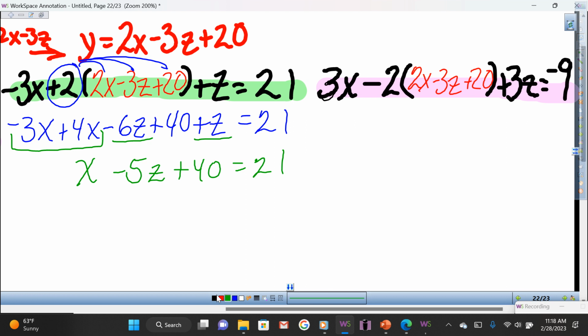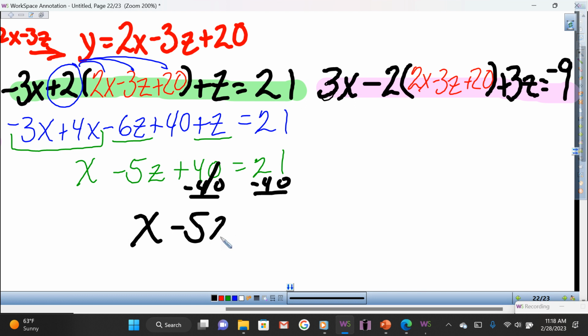Last but not least, I want to leave this equation in standard form. What does that mean? Let's see if you remember. What does standard form mean? Tell your neighbor, please. Very good. Where both variables are on the same side of the equation. So we have x and z on the same side. What do I need to do to 40? Subtract 40. So my standard form equation is x minus 5z equals negative 19.